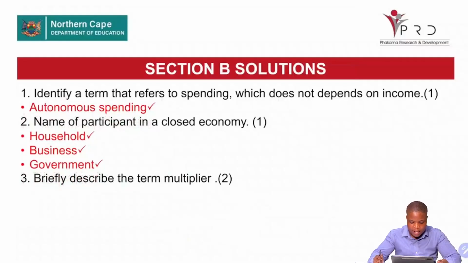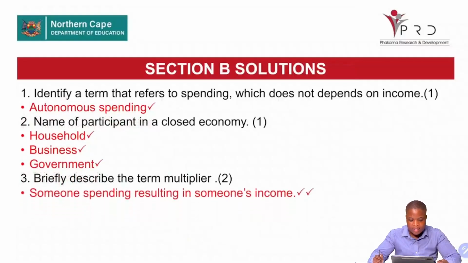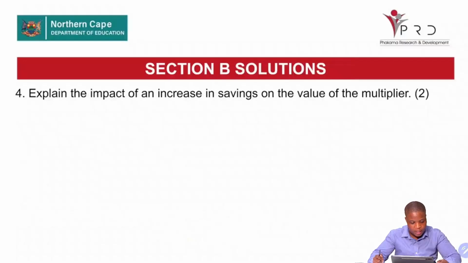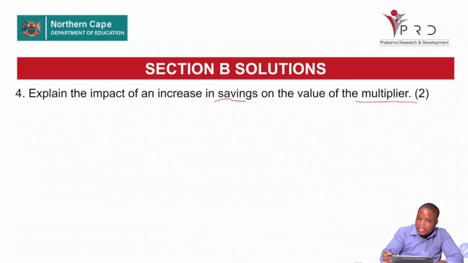Briefly describe the term multiplier. Someone's spending resulting in someone else's income. Explain the impact of an increase in savings on the multiplier. A saving is a leakage. All the leakages will decrease the multiplier. If the question was taxes or imports, any savings will decrease the multiplier. I mean, any leakage will decrease the multiplier. Any injection will increase the multiplier.